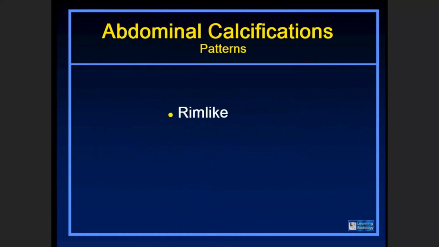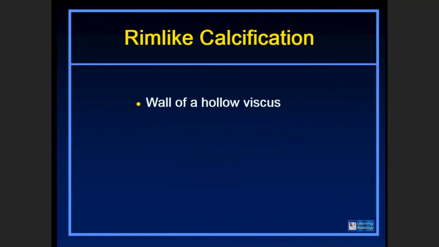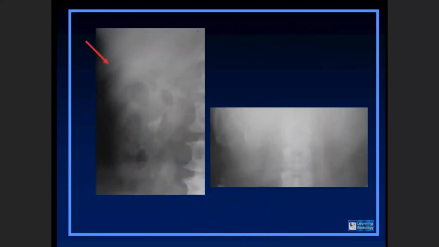The patterns of abdominal calcification can be ring-like, linear or track-like, lamellar, or cloud-like. Ring-like calcification occurs in the wall of hollow viscera like a cyst, such as a renal cyst, and in aneurysms like an aortic aneurysm, which is the dilatation of the aorta, and circular organs like the gallbladder. The gallbladder wall can also be calcified, called porcelain gallbladder, because of the calcification within its wall. Here we have a renal cyst with ring-like calcification.